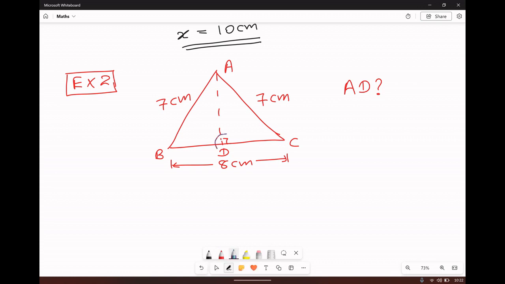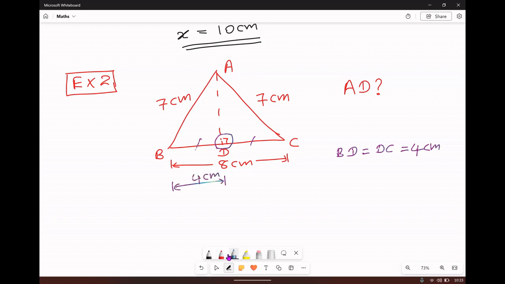So here we have a right angle triangle, which means AD is perpendicular to BC. Due to the symmetrical nature of the isosceles triangle, BD is going to be equal to DC. Hope it is clear. We can see that BC is 8 centimeters. Since AD is perpendicular to BC, we can determine BD and DC to each be 4 centimeters.